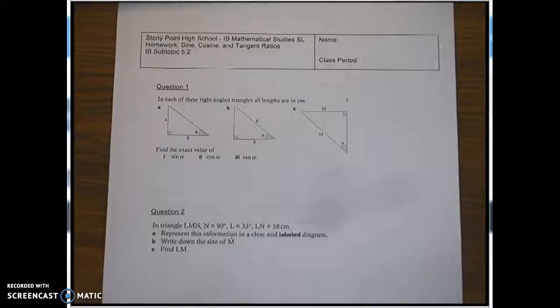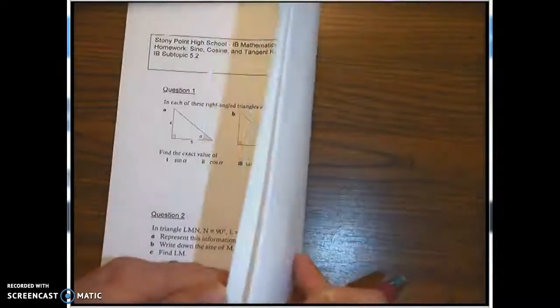Sine, cosine, and tangent ratios, which is IB subtopic 5.2. So let's just jump right into it.